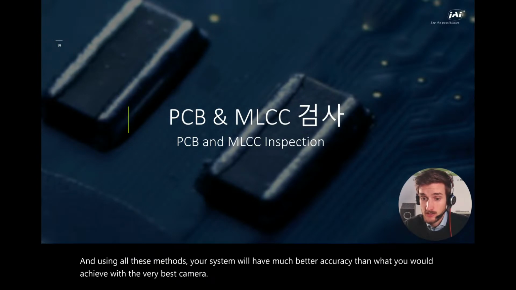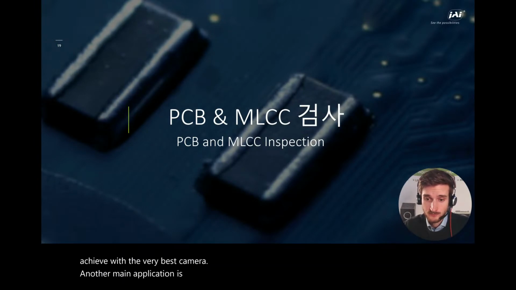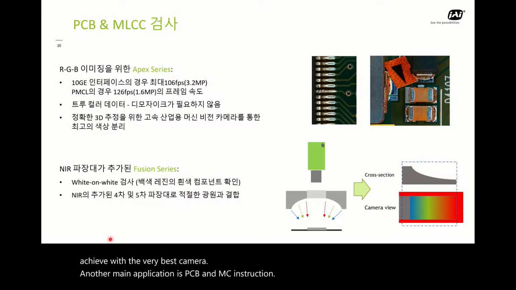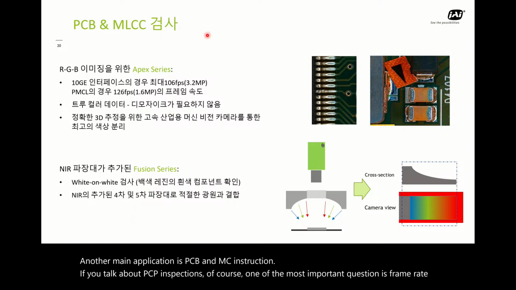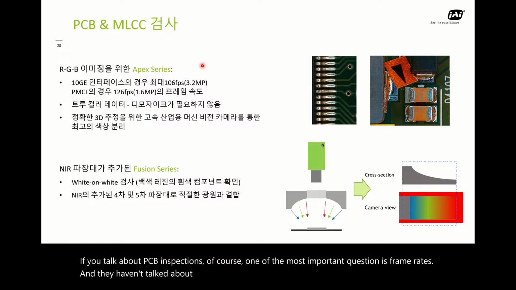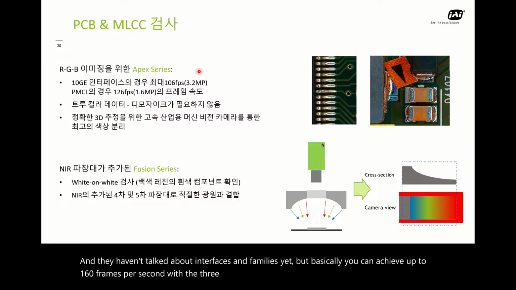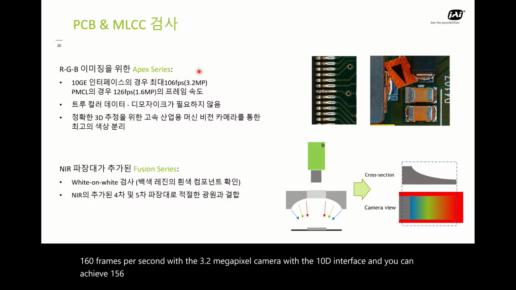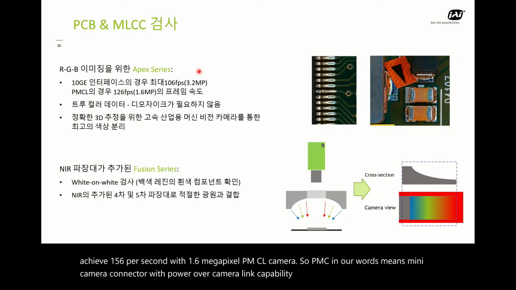Another main application is PCB and MLCC inspection. If you talk about PCB inspections, of course, one of the most important questions is frame rates. And I haven't talked about interfaces and frame rates yet. But basically, you can achieve up to 106 frames per second with the 3.2 megapixel camera with a 10GigE interface. And you can achieve 126 frames per second with a 1.6 megapixel PMCL camera. PMCL in our words means a mini Camera Link connector with power over Camera Link capability. We also have USB versions available.